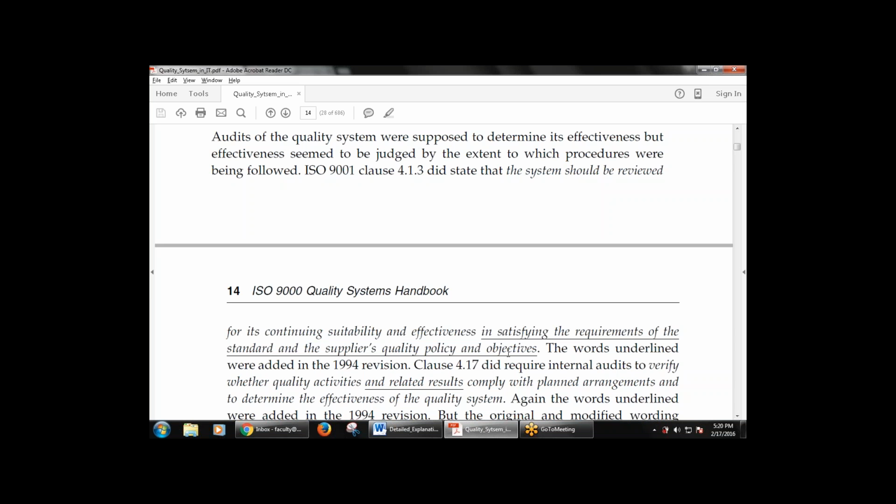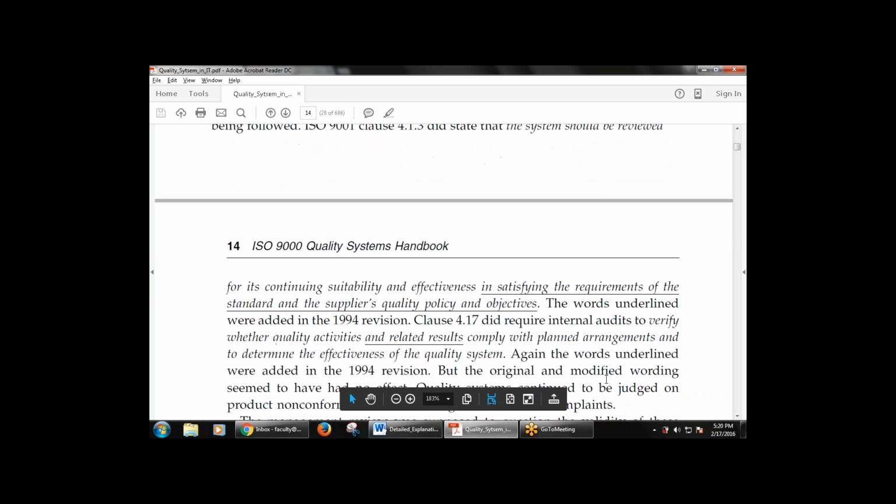The words underlined were added in the 1994 revision, and clause 4.17 did require internal audits to verify whether quality activities and related results comply with the planned arrangements or not.